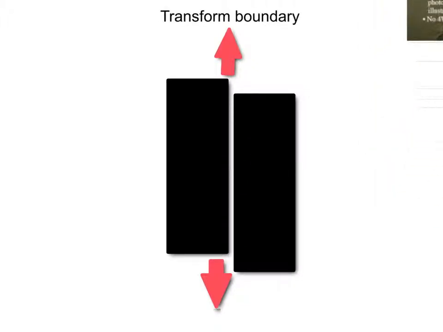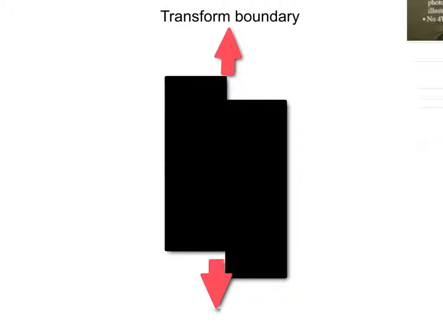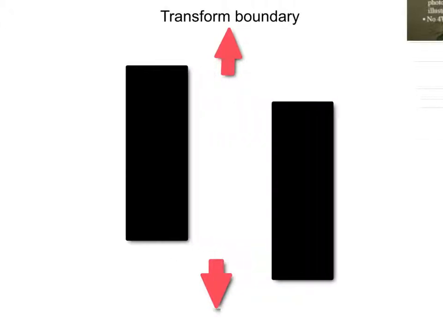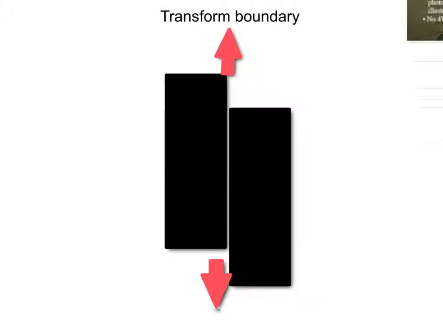Now, with this, I have to talk about continental and oceanic plates, right? But with transform boundaries, it is very uncommon to find oceanic plates with a transform boundary. It is possible, but not very likely. So both of these are continental plates.